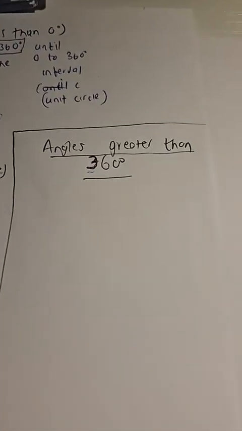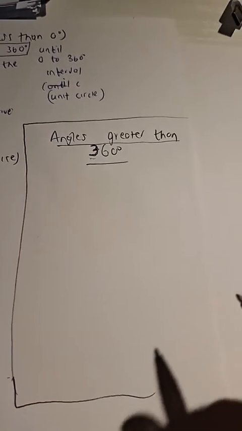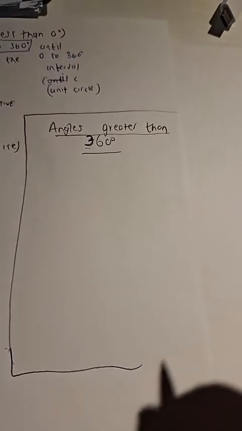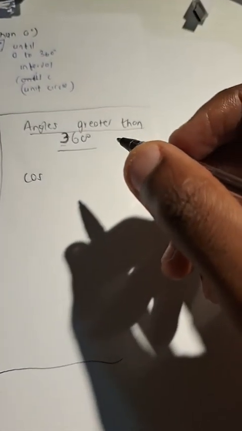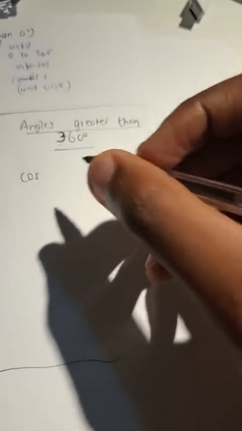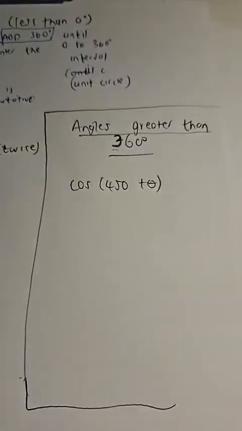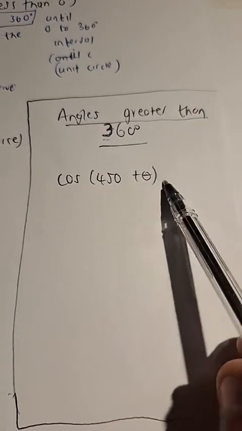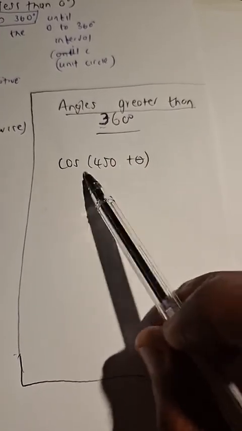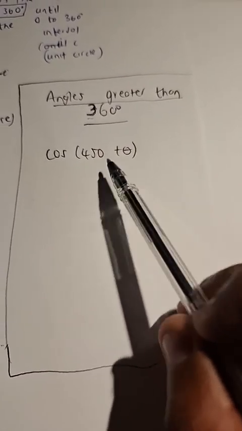Okay, angles greater than 360. With angles greater than 360, let's say for example we had cos of 450 plus theta. You can see 450 is an angle that is greater than 360. This is not within the 0 to 360 interval.